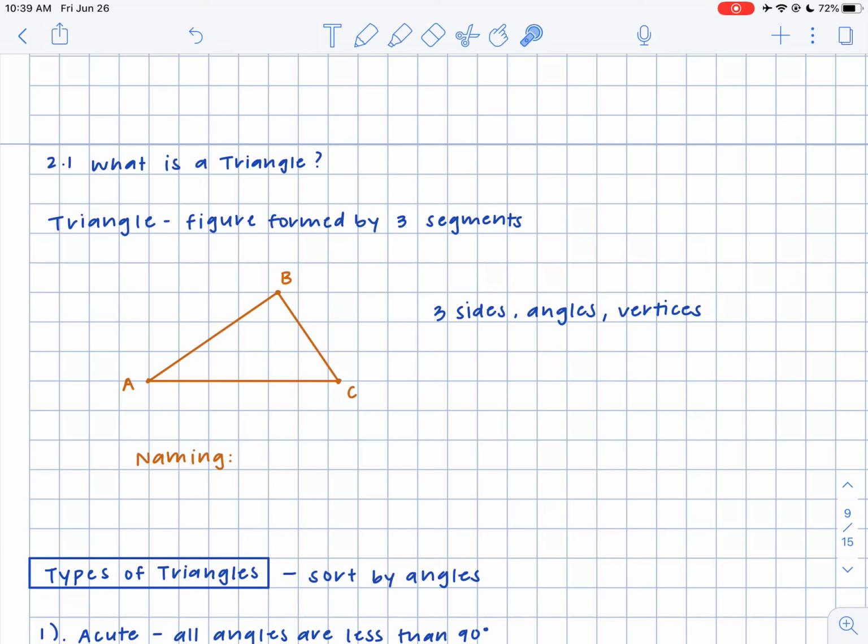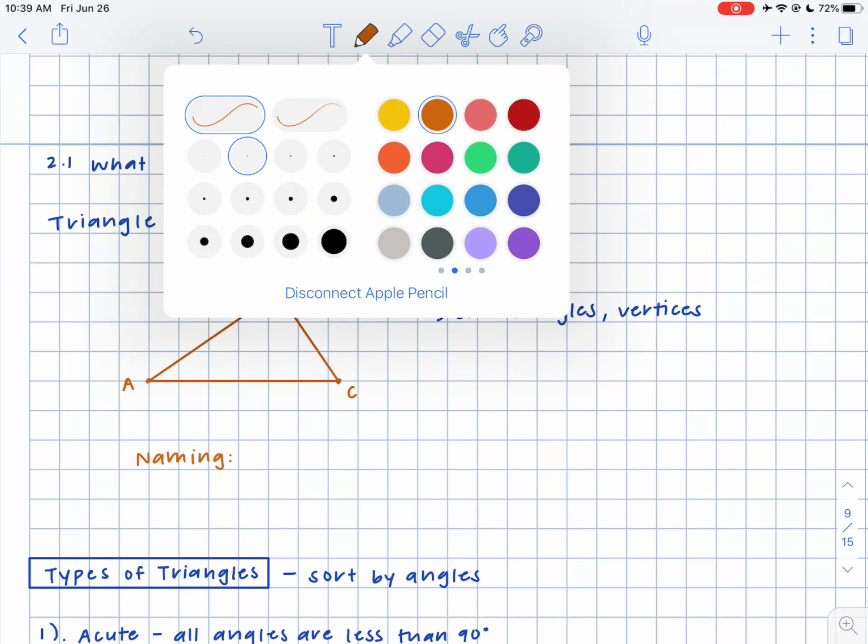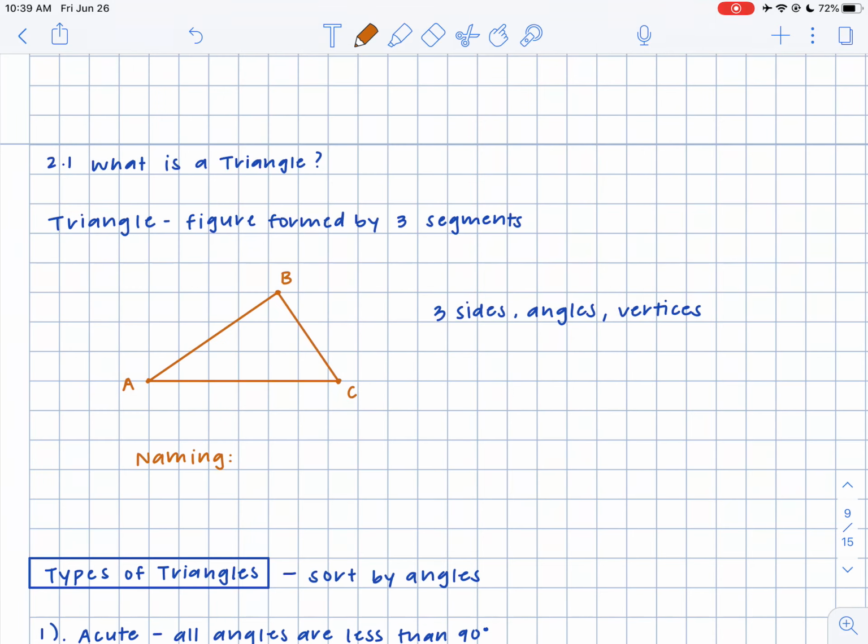Remember, vertices are endpoints where two segments or two rays meet. So this would be the vertices. These would be the vertices. Now, how would you name them? Remember when we named angles, the ordering of the letters mattered. For example, if we wanted to name this angle, we would have to say angle BAC or angle CAB, because we needed the vertex to be the middle letter.